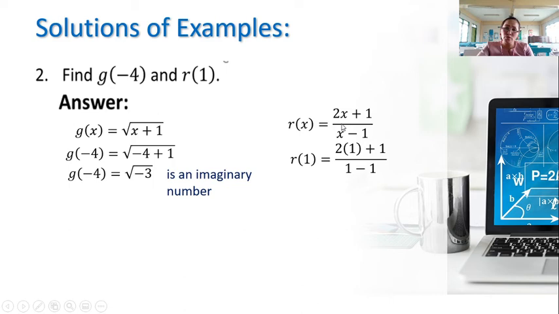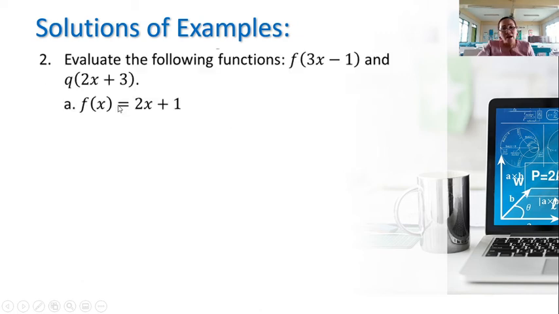Now, proceeding to the last example, evaluating the functions f of 3x minus 1 and q of 2x plus 3, first we have to go back to the original function f. The given function f is defined as f of x is equal to 2x plus 1. Now remember, the x is being replaced with 3x minus 1. So all x's that we can see in here should also be replaced with 3x minus 1.